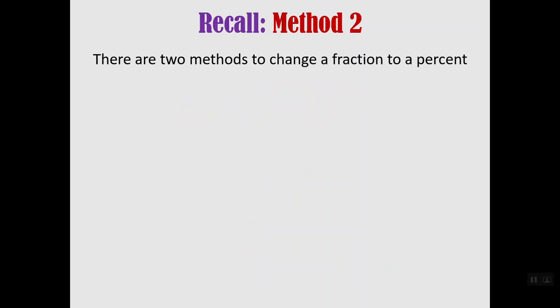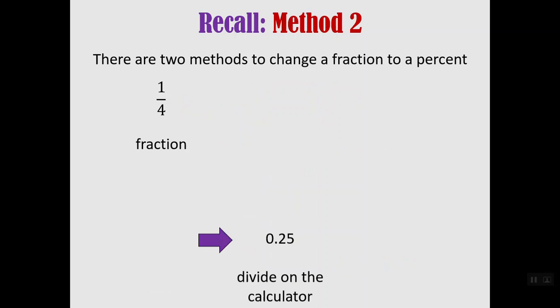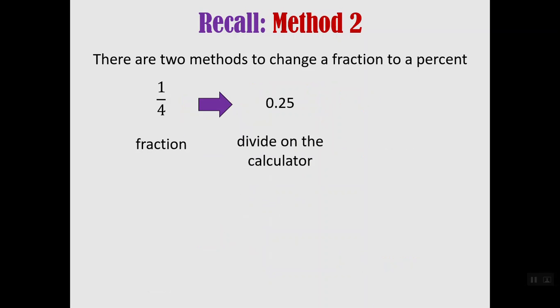The second method: here's our fraction. We can simply divide it on the calculator, the numerator divided by the denominator. 1 divided by 4 comes out 0.25, and so we're going to look at the two places after the decimal as our percent. So that's 25%. You can use either method, whichever you're most comfortable with.